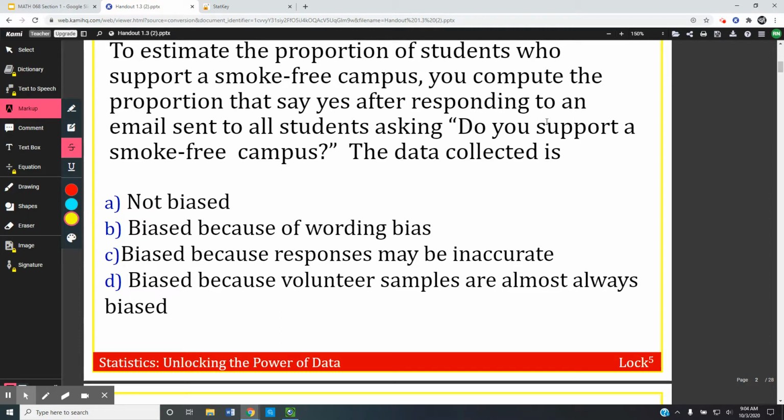To estimate the proportion of students who support a smoke-free campus, you compute the proportion that say yes after responding to an email sent to all students asking, do you support a smoke-free campus? The data collected is... take a moment, read the choices, pause the video, and then come back and see if you're right.